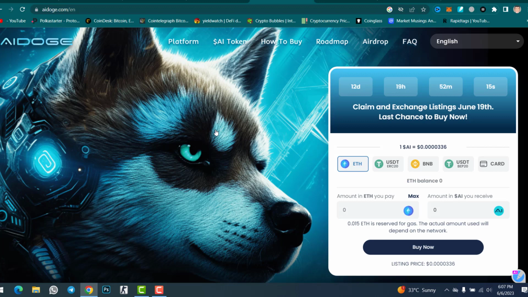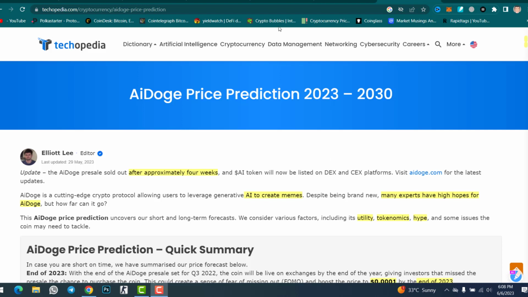Let's check the price target of Ai Doge in the future, about 2030, even about 2025. Okay, so let's jump in. This is the article. In here you can see the article is updated 29 May 2023. They tell you the price prediction of Ai Doge for 2023, 2025 and 2030. The Ai Doge pre-sale sold out after 4 weeks, and the Ai token will now be listed on decentralized exchanges and centralized platforms. You can visit the website, check the Telegram, even check the Twitter account to get all the updates about the listing.